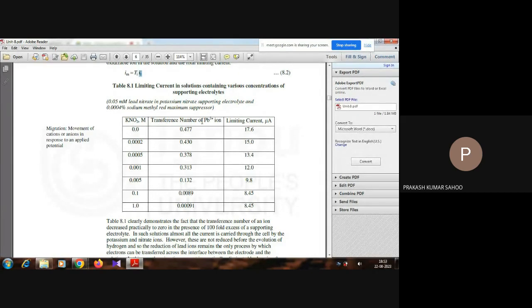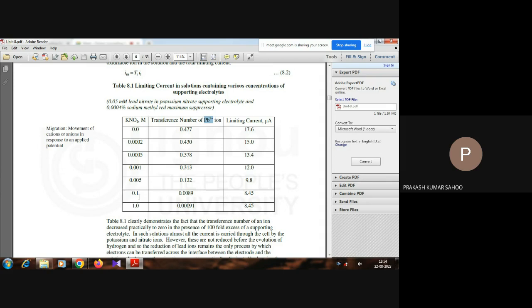This is the transference number of lead. What is transference number? It is the percentage of current carried by each ion of an analyte solution. If it is lead nitrate, the percentage of current carried by lead is known as the transference number of lead, and the percentage of current carried by nitrate ion will be the transference number of nitrate. In this table only the transference number of lead ion is given, with the change in concentration of the potassium nitrate.